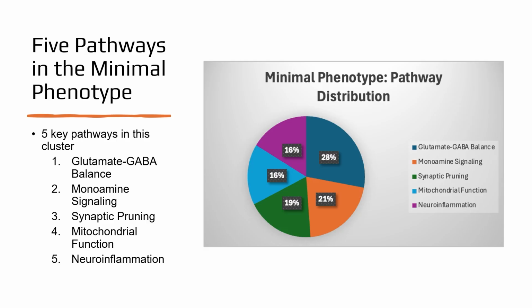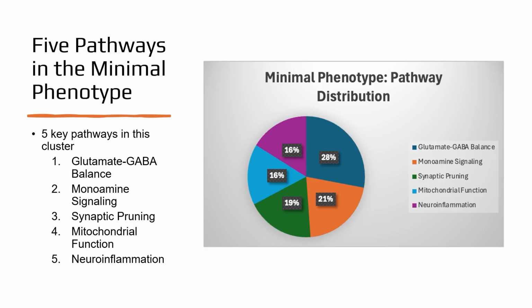Monoamine signaling has to do with serotonin and dopamine and is in about 21% of this cluster. This has to do with intense anxiety and mood regulation issues caused by signaling failures. Synaptic pruning is in about 19% of the cases, meaning the brain either overprunes, causing rigidity, or underprunes, causing a hyperconnected brain. This causes struggles with social communications and transitions.